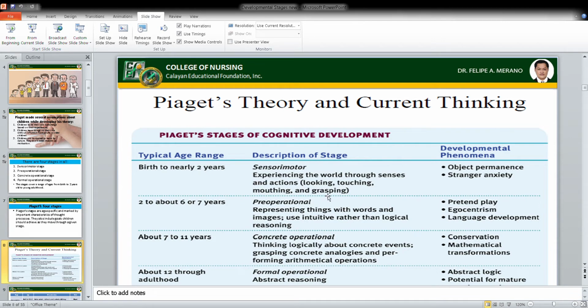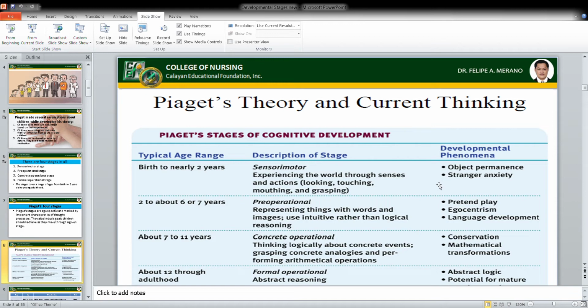children experience the world through senses and action: looking, touching, mouthing, and grasping. So the 5 senses of the human person only evolve during birth to 2 years old. The developmental phenomena are object permanence and stranger anxiety. As we all know, if the child is with his mother, he usually does not go to other strangers because his mother is his object permanence.